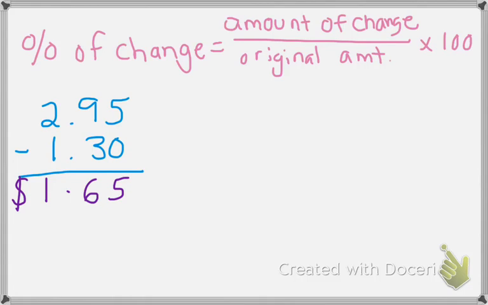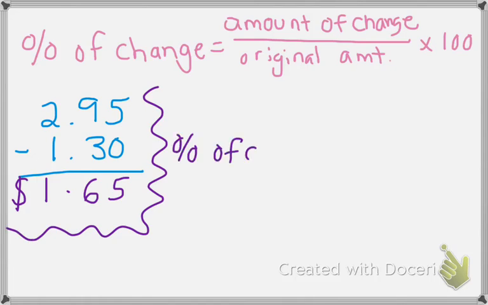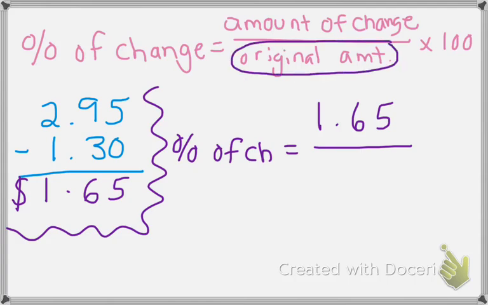So when we put it into the equation, I'll do a little squiggly here. I'm going to write percent of CH, equals the amount of change, which we found out to be $1.65, over the original amount. Now, what year came first, 1970 or 2010? 1970, so the amount for 1970 was $1.30, so that's the original amount. That was what it originally was back in the day, well, not really, but you know what I mean, to you guys, it's back in the day. Then times 100.